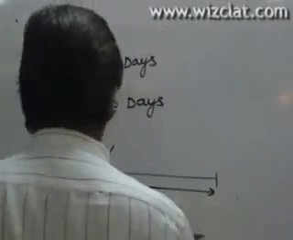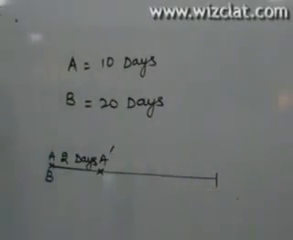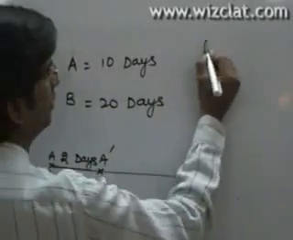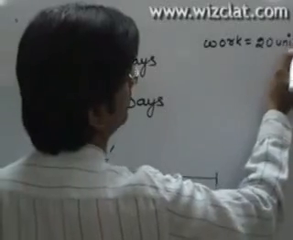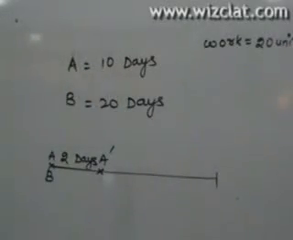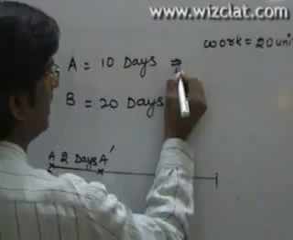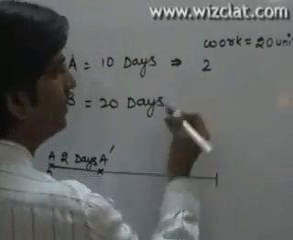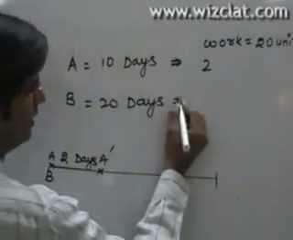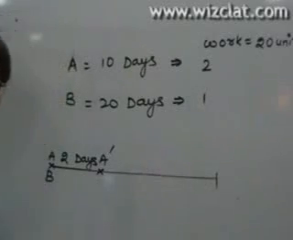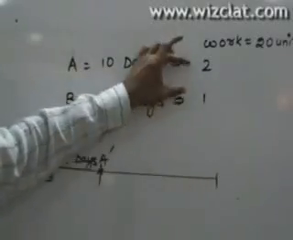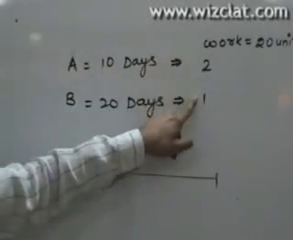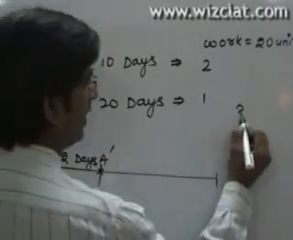What is the second approach? Let me assume again a work. How will we deal with this question? Let me assume that the total work is equal to 20 units. 1 day work of A is equal to 20 by 10, that is 2 units. 1 day work of B, 20 by 20, that is 1 unit. First 2 days they work together. Their combined 1 day work is 2 plus 1, that is 3 units they do in 1 day.